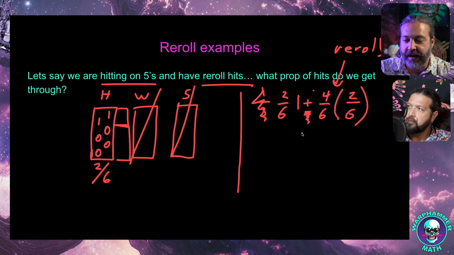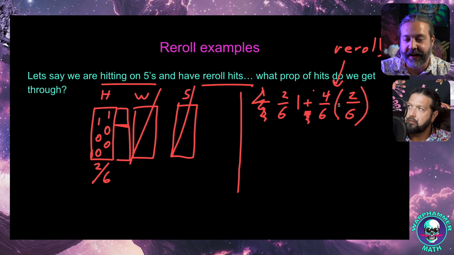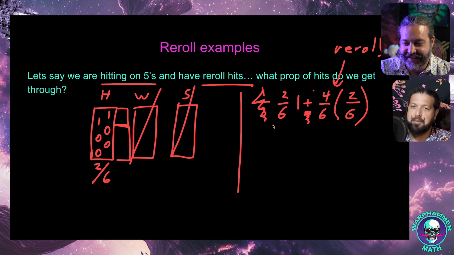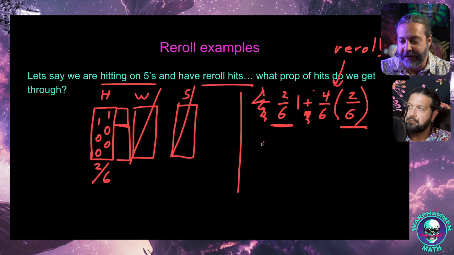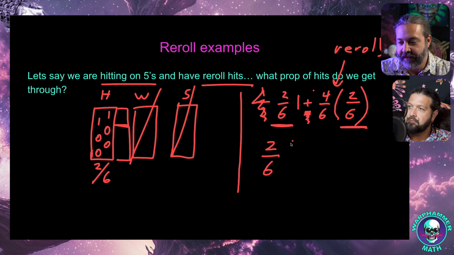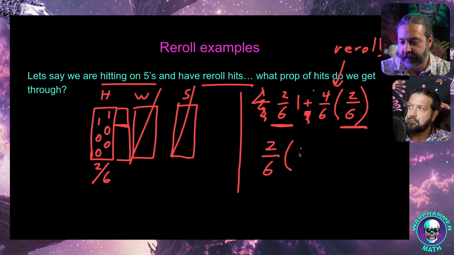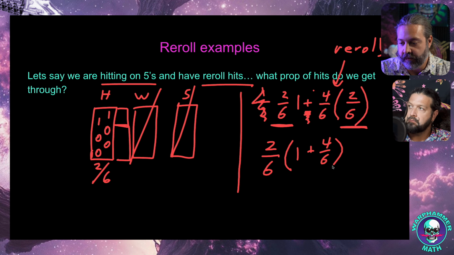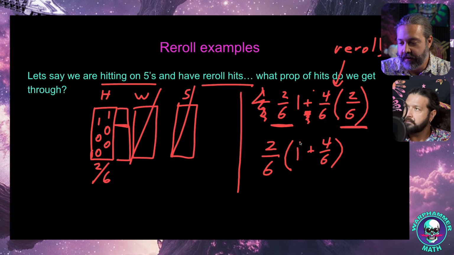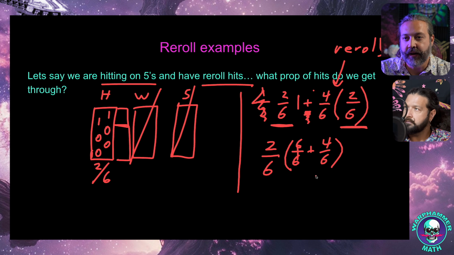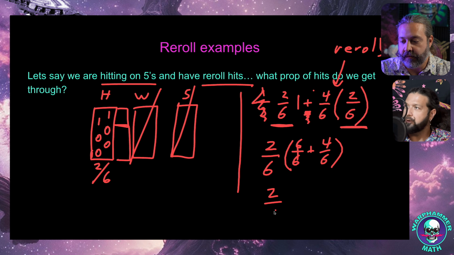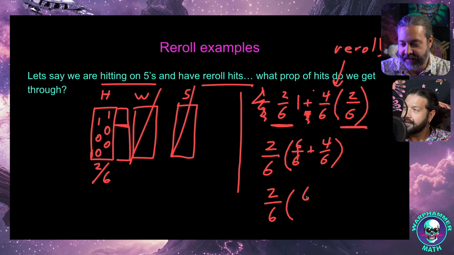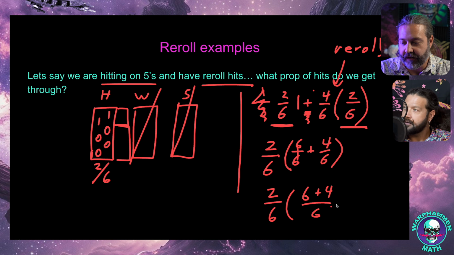Yeah. So there's actually a math way to turn a sum into a product. And that's by factoring. Oh, I remember that. So we're just going to factor out our 2/6. And what's left is, well, we got rid of that. So we have 1 here. We got rid of that. So we got 4/6 here. Right? And then, well, 1 is just the same as 6/6, right? Okay. So now we got a common denominator. So this turns into 2/6 times 6 plus 4 over 6.